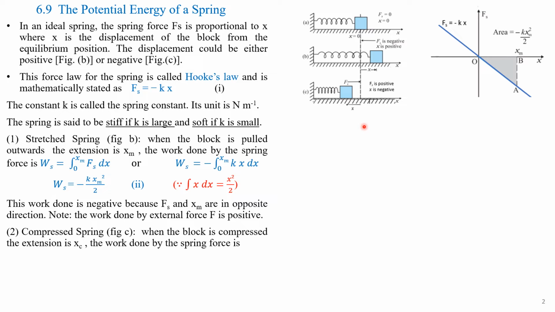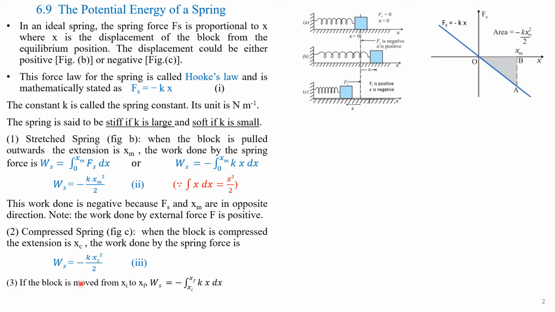Now we will take up the case of a compressed spring, shown in figure C. Here x is negative because x is on the left hand side. When it is compressed, x is negative. The work done by the spring force in this case also is Ws is equal to minus k into xc square by 2, as explained earlier. Let it be equation 3.